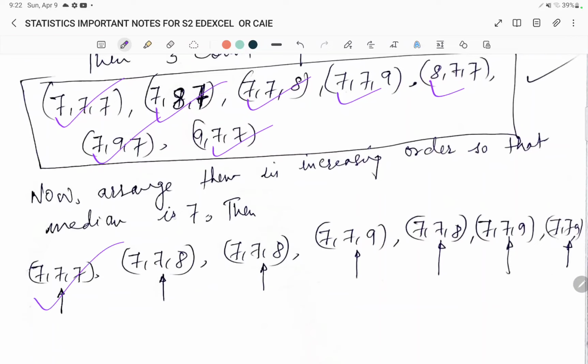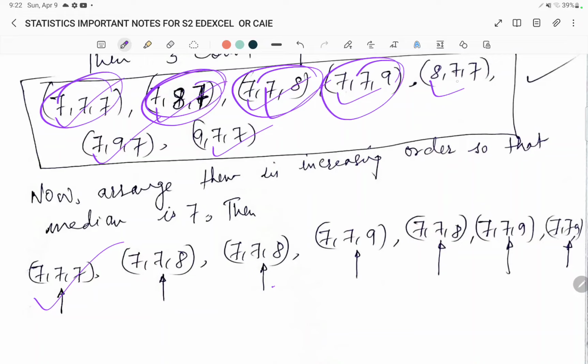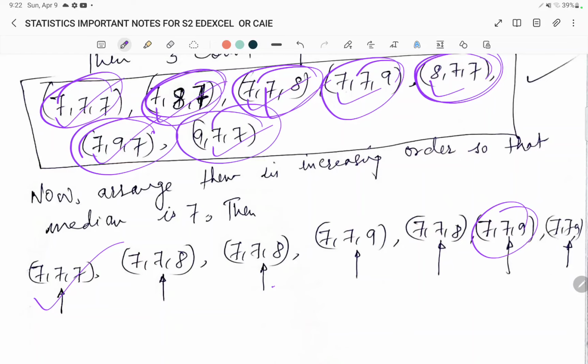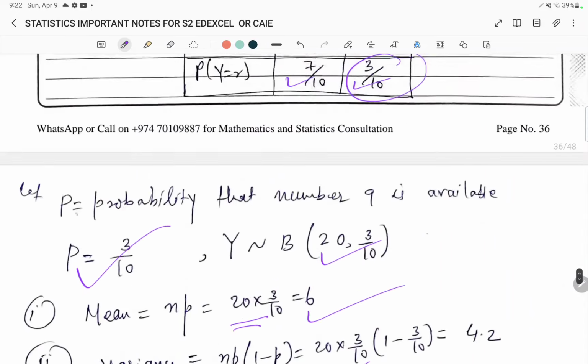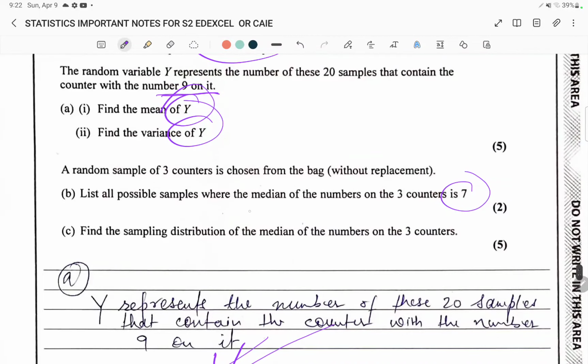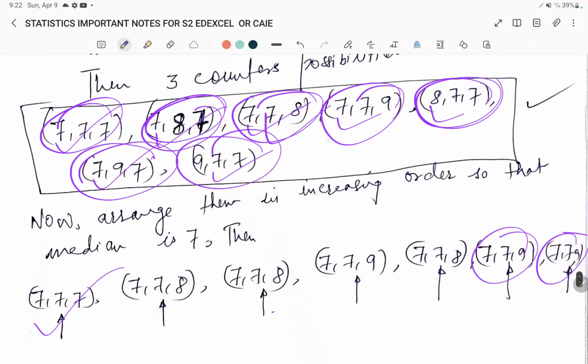So this one is now 778, and this one 778 again. Now 779 from here, we already used this. Here also we can write 778, and here also we can write 779, and here also 779. So what was the question? The question was, list all possible samples where the median of numbers on 3 counters is 7. So yes, these are the numbers, because if you arrange them in increasing order, then 7 will come in the middle.